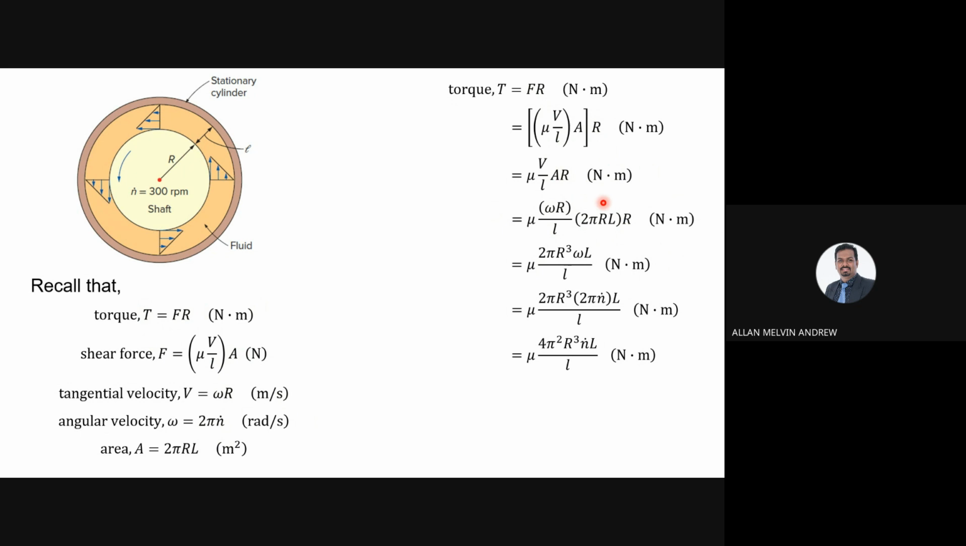A is 2 pi r L, substitute. Then you simplify it until you get this formula. At the end, you can just use this formula to calculate the torque. Then you can calculate the other part, especially the viscosity.